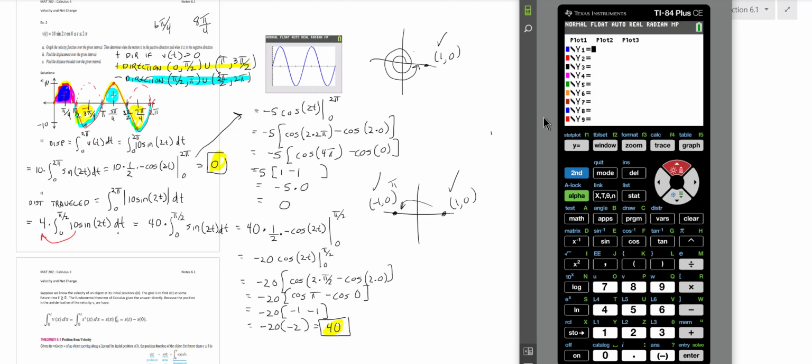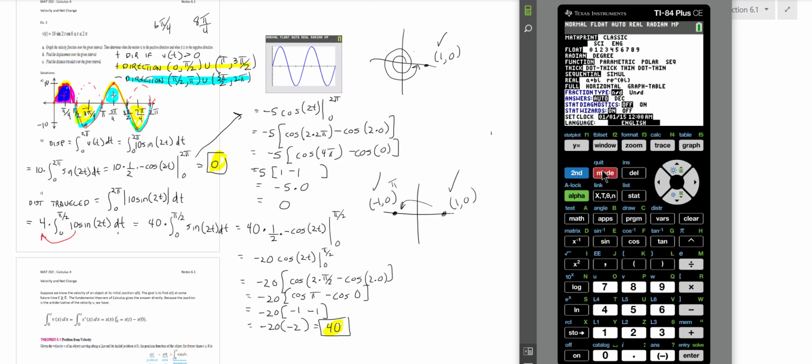So you want to take advantage of that power. So let me show you a couple things. Okay, first of all, you want to be in radian mode. If you've got your calculator, do this with me. You always want to be in radian mode when you're working with trig functions.